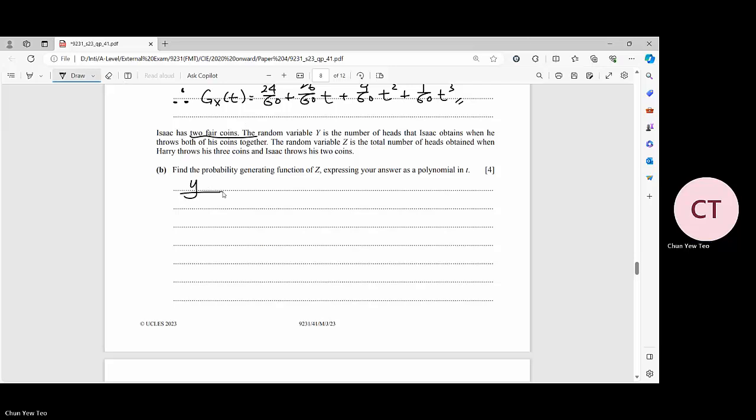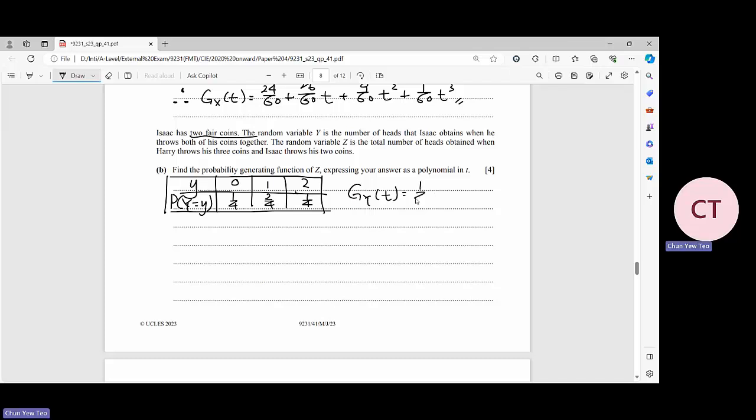So probability for getting none of the coins as head, that means it's 1/4. This one is 2/4. This one is 1/4. This one is quite straightforward. We can actually directly write this down. Then your GY will be 1/4 plus 2/4 t plus 1/4 t squared.